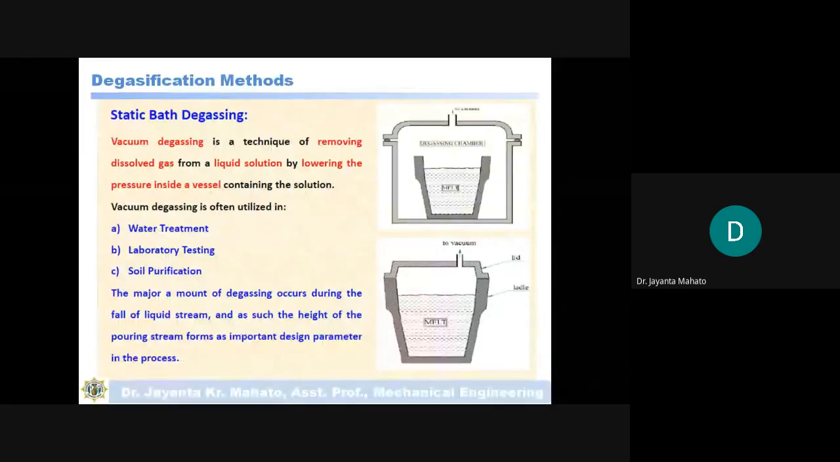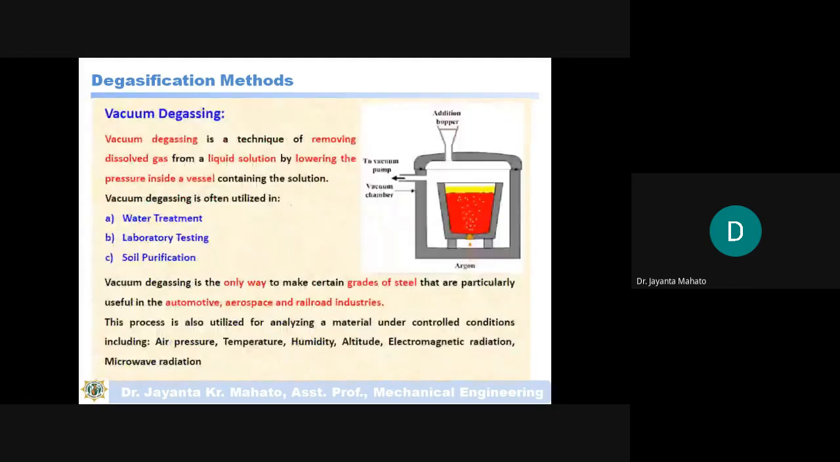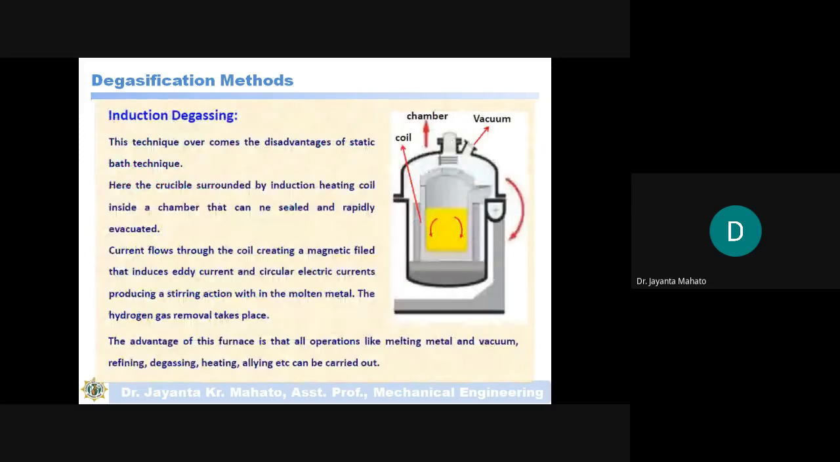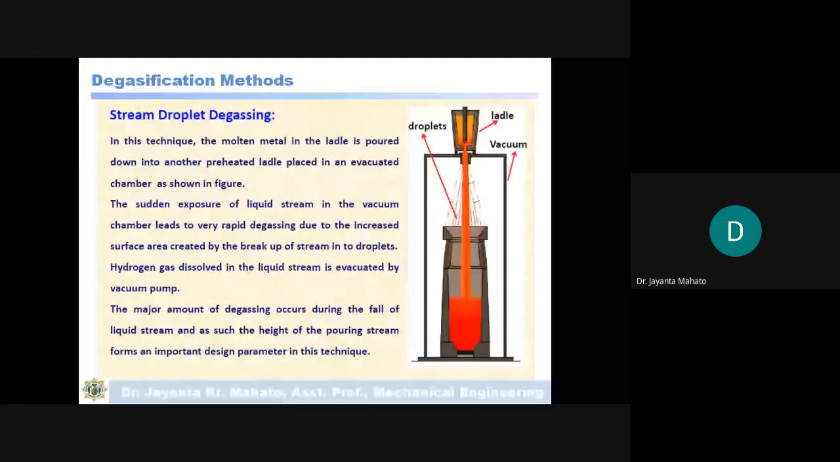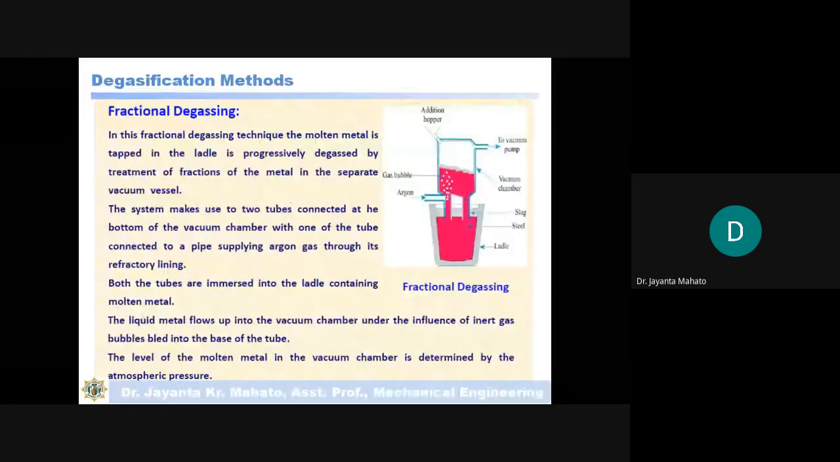First, static bath degassing is one of the vacuum degassing processes. Another is induction degassing. Another is stream droplet degassing, and the last one is fractional degassing. Just read this point and you can understand, and if you do not understand, then I will discuss it in the next class.